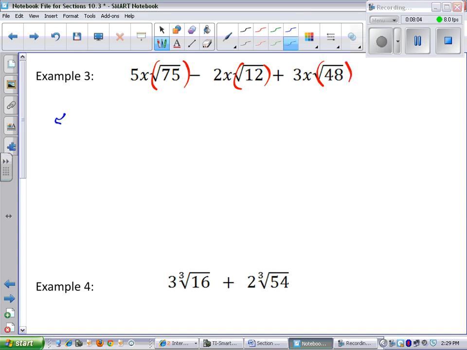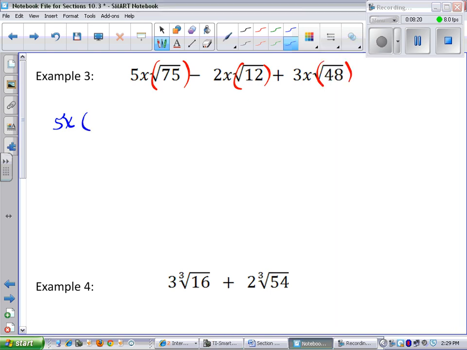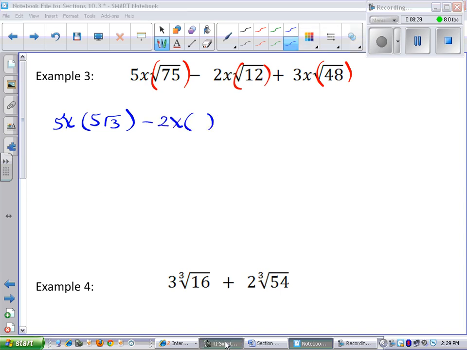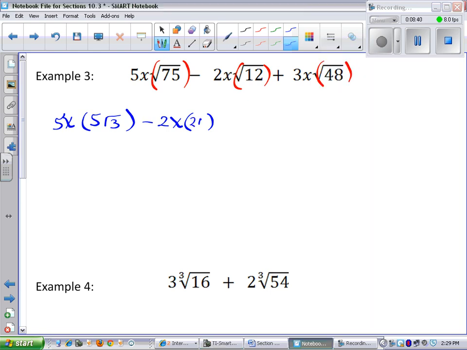So I'll start off 5x, and then I'm going to grab my calculator. I'm still in the program, so I just press enter. It keeps me in it. Square root of 75. And that turns into 5 square roots of 3. So I have 5x times 5 square roots of 3 minus 2x. I'll want to use the program to simplify the square root of 12. Square root of 12, 2 square roots of 3 plus 3x.